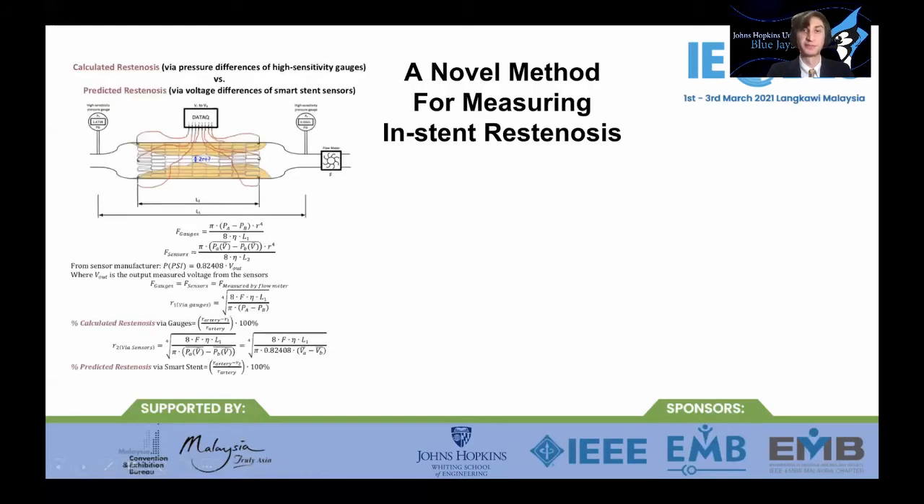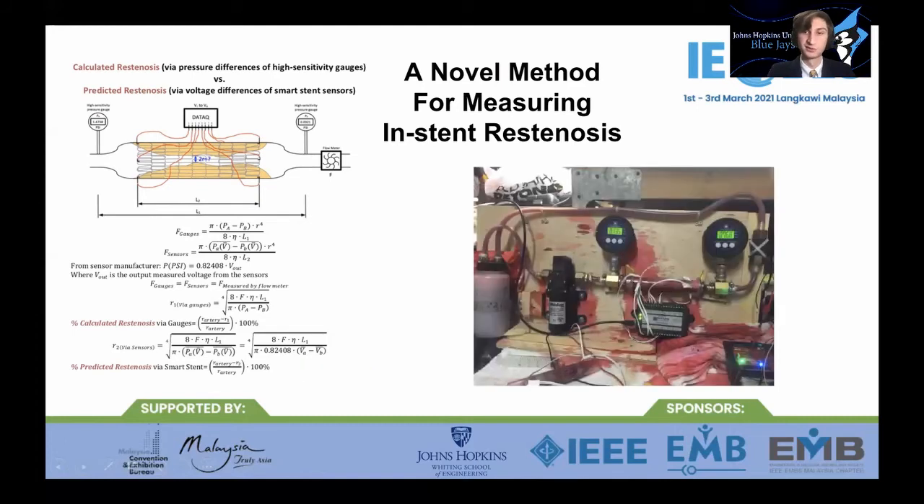Then, I developed a method for measuring in-stent restenosis by using Poiseuille's law, which is an equation to find the flow rate based off the pressure difference and the radius. That's how I calculate the radius of the coronary artery, and with that, could calculate how much plaque is present in the patient. This was tested in a stent model where there were these highly accurate, expensive pressure gauges on top, and inside the stent were nanosensors modeled after smart stents.